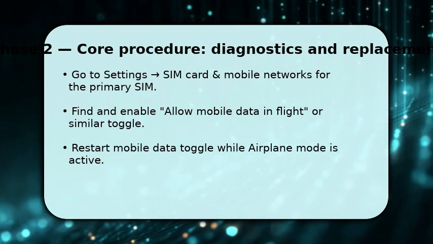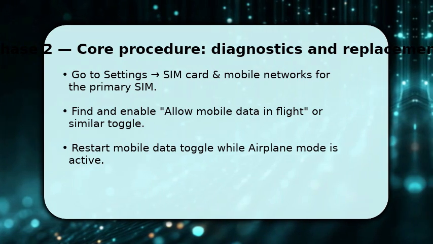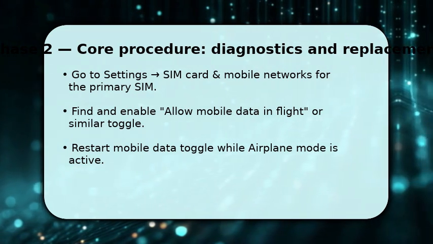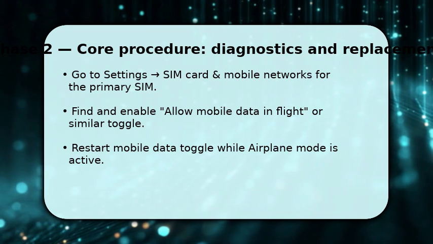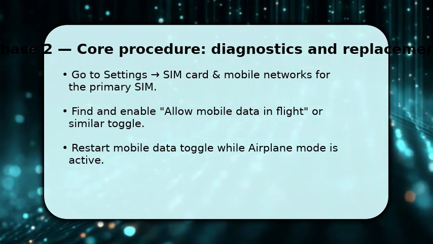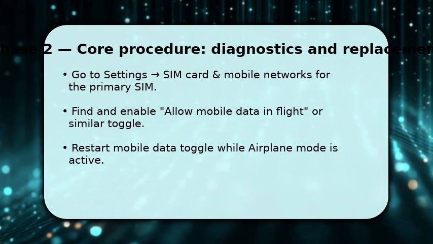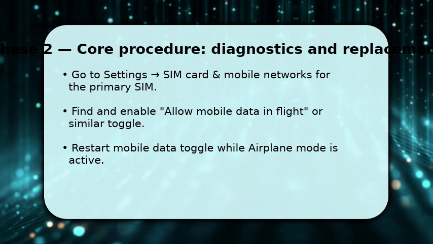You are looking for a vendor option labeled like Allow Mobile Data in Flight, Cellular in Flight, or Enable RF Override. Vivo often hides this under SIM settings. Turn that toggle on. This forces the baseband to keep the data radio active. Then quickly toggle mobile data off and back on to refresh the link.